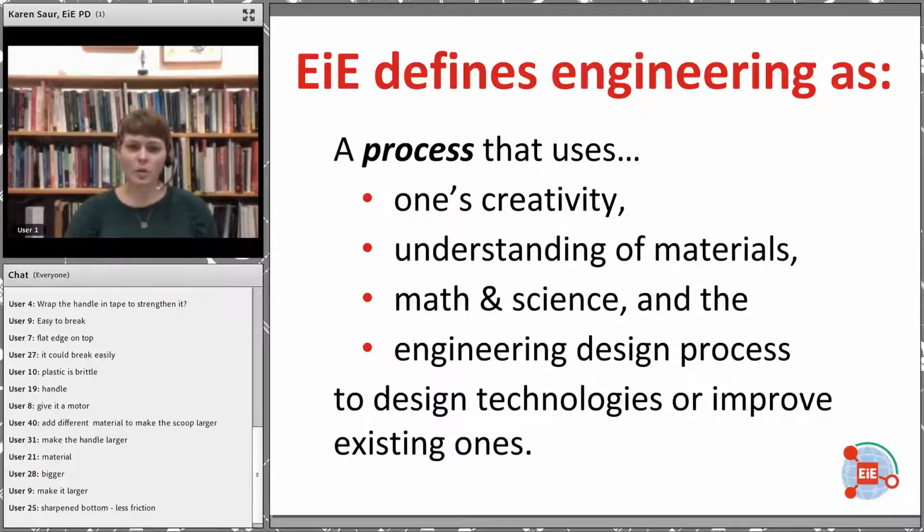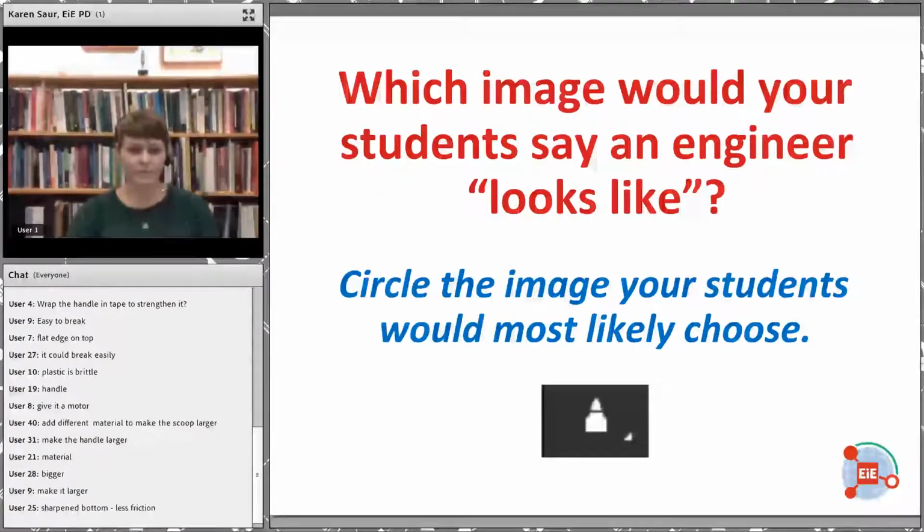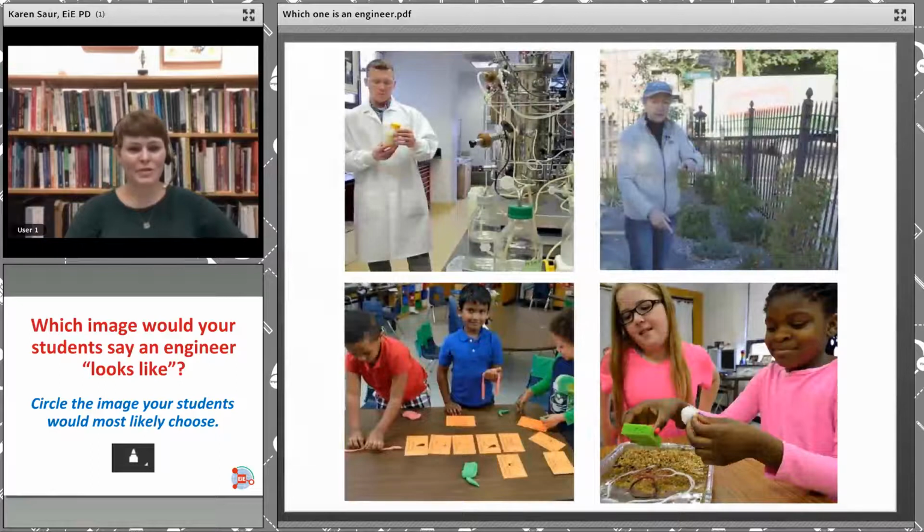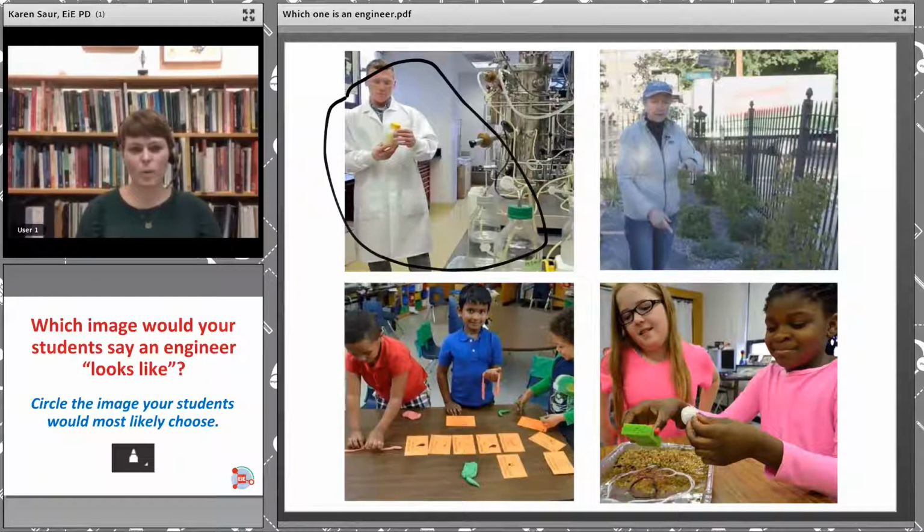All right, so we'll get to the engineering design process a little later, but I do want to share with you some thoughts on what an engineer looks like. So I have a couple pictures here, and I'm going to ask you to draw on this in a second. So these are some images, and I want you to think about what your students might say an engineer looks like. You might have a different definition from your students, but of these 4 pictures, I want you to circle the image of what your students are most likely to pick. Okay. We have one person, there we go.